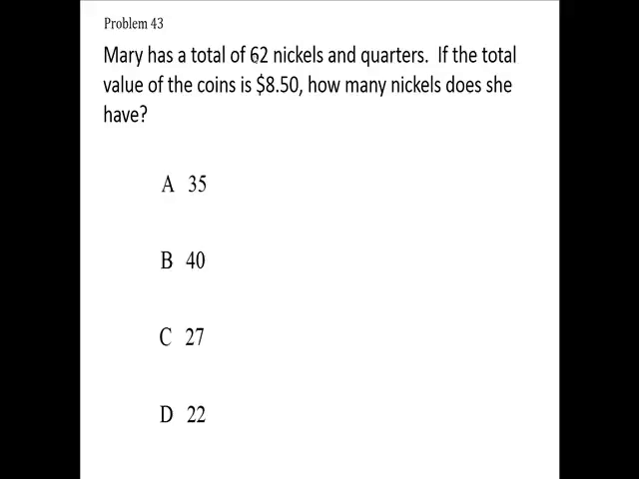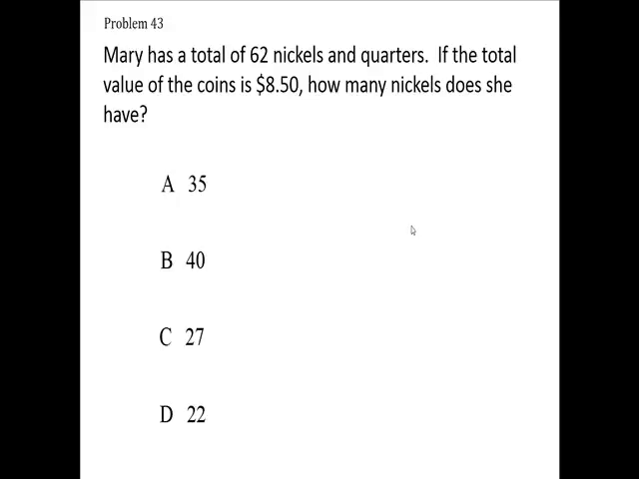Mary has a total of 62 coins. Some of those are nickels and some of them are quarters. And the value of her coins, if you figure out how much it's worth, is $8.50. And now we want to know how many nickels Mary has. We have to pick one of these four choices here.